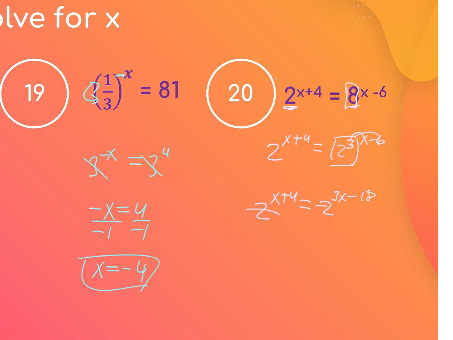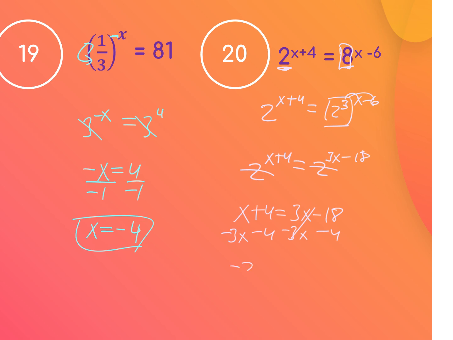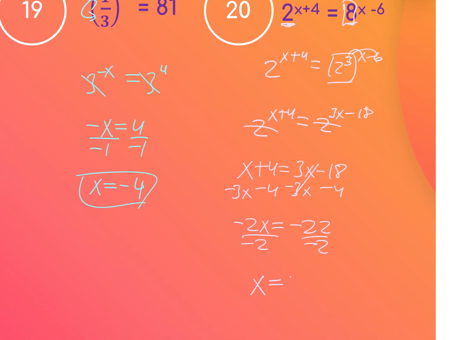All right, go ahead and cancel the bases because now their bases are the same. And you get x plus 4 equals 3x minus 18. We can subtract 3x on both sides. Subtract 4 on both sides. And then you get negative 2x is equal to negative 22. And then divide both sides by negative 2. And so you get x is 11.